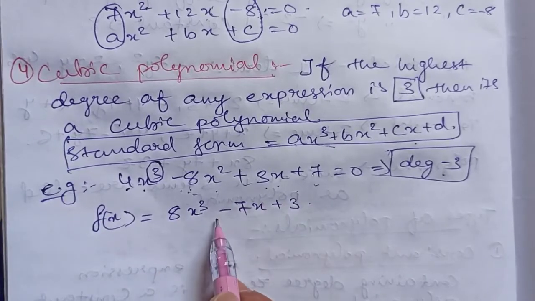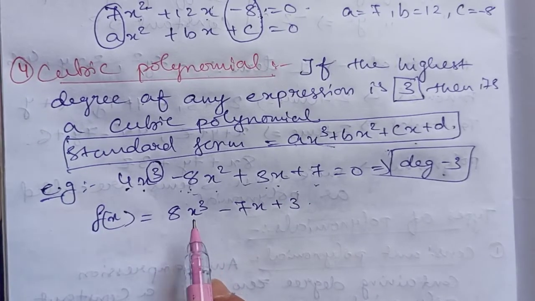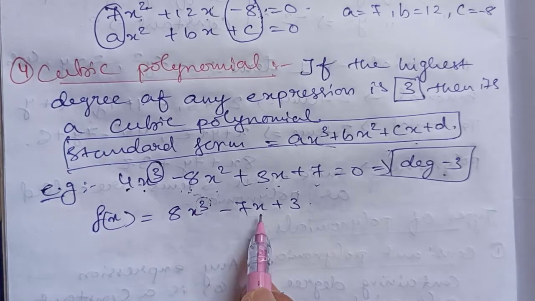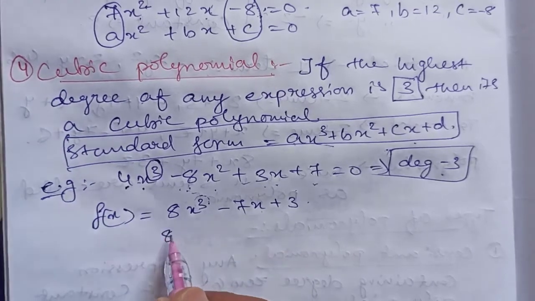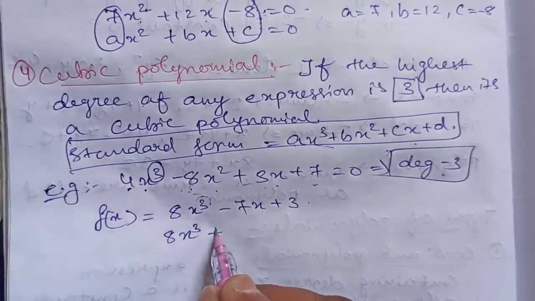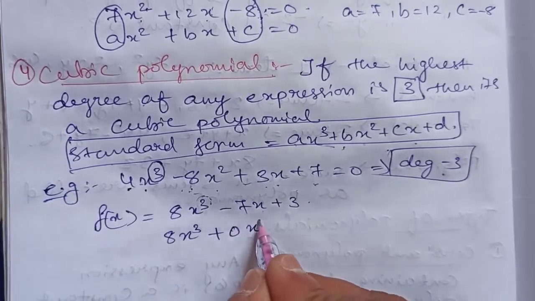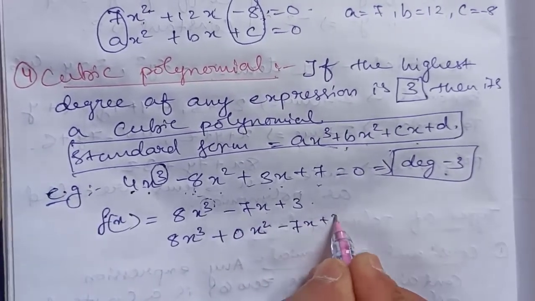Is it a cubic polynomial? Yes, it is a cubic polynomial. What I said, you just see the highest degree of the polynomial. Highest degree is 3. It is a cubic polynomial, but one term is missing. If you have to arrange this in the standard form, which term is missing? X square is missing. You can write 0x square minus 7x plus 3.